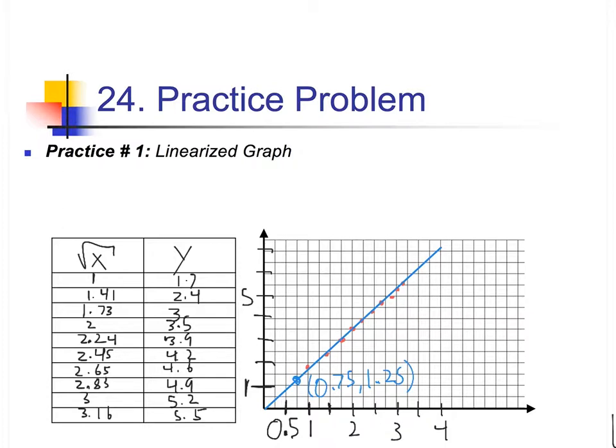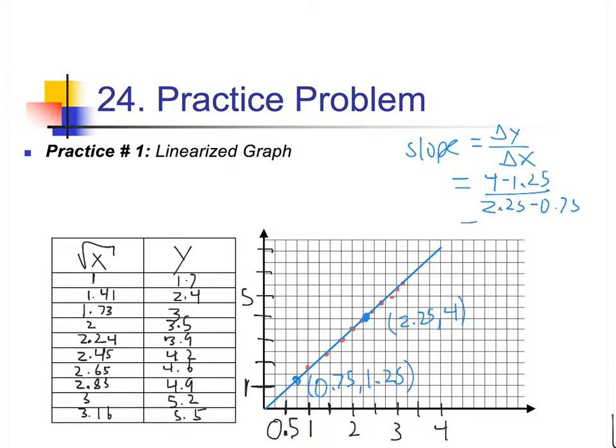And I'm also going to pick this point here. Those are decently spread out, so we do want to pick points that are relatively far away from each other. That point there is going to be 2.25, 4. So I can go ahead and get my slope, the change in y over the change in x. Using those points, my slope ends up being 1.83.